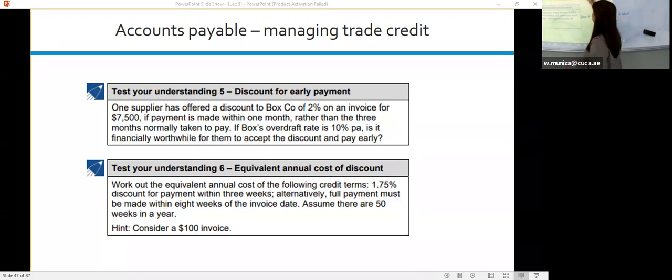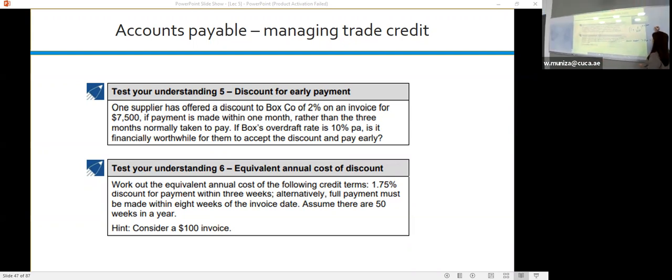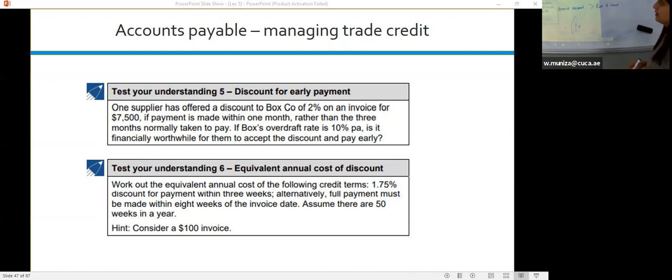Okay, so the same formula we are going to use. What was that? 1 plus discount divided by amount left to pay, raised to the power of number of periods, minus 1. Same formula you are going to use. So invoice is 7,500, discount is 2%. How much is 2% of 7,500? 150. Divided by amount left to pay, which will be how much? 7,500 minus 150?